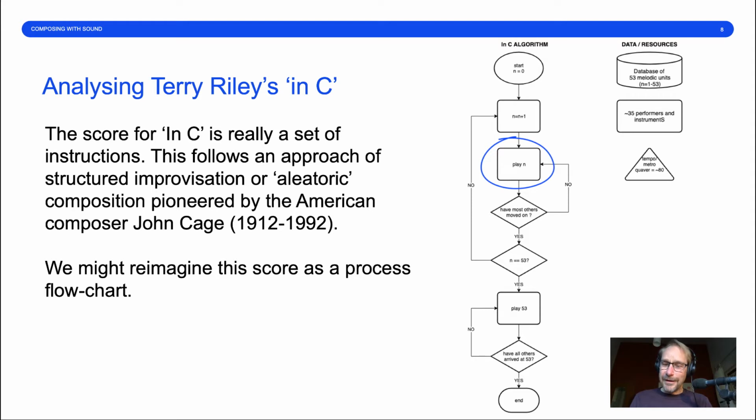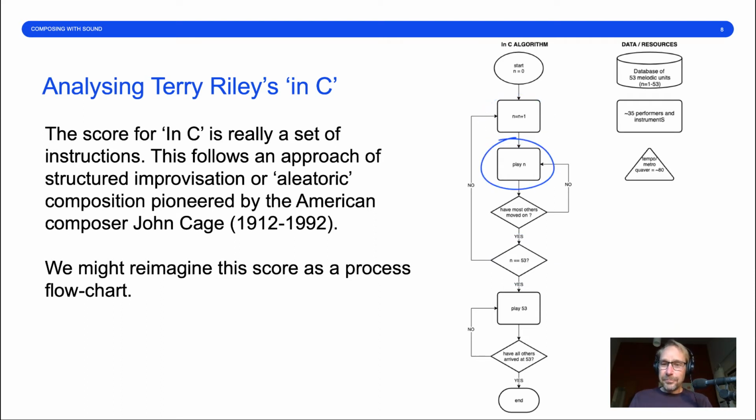If they've all moved on to the next, and the answer is yes, then we ask ourselves another question. Is the current fragment that we're on number 53? And if it's not, then we go back and add 1 to the current fragment and play that. So we'll now be playing fragment number 2. And once we finish playing it, we're listening out to the others, and if they haven't moved on, we play it again in a loop until the answer to the question, have most other players moved on, is yes. We then ask ourselves, have we got to the end yet? Is it number 53? And if the answer is no, we add 1 and move on and play fragment 3.